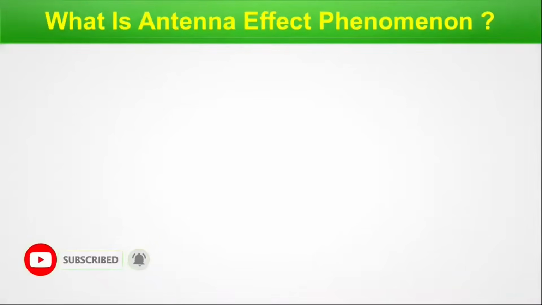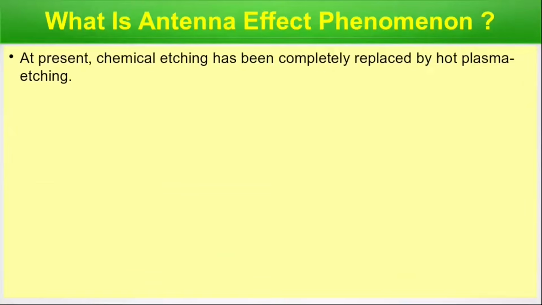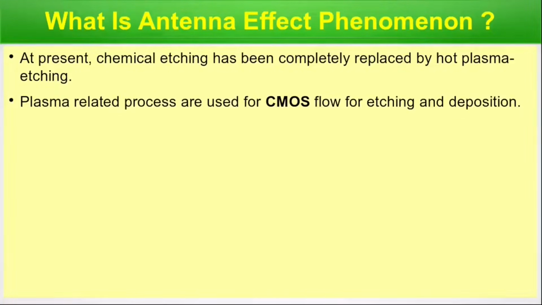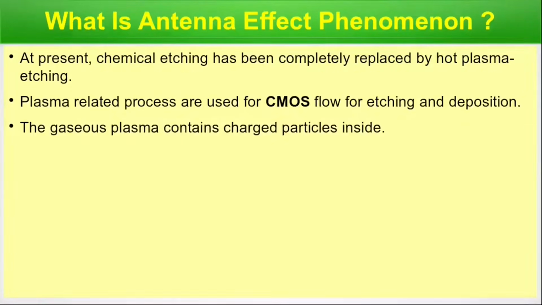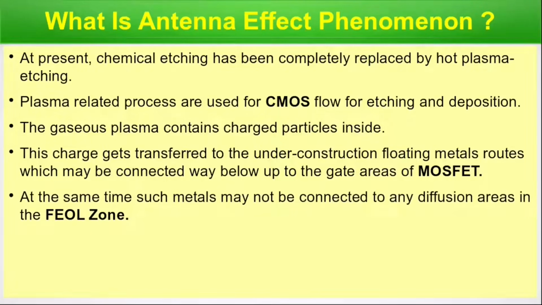What is antenna effect phenomenon? At present, chemical etching has been completely replaced by hot plasma etching. Plasma-related processes are used in the CMOS process flow for etching and deposition. The gaseous plasma contains charged particles inside. This charge gets transferred to the under-construction floating metal routes, which may be connected way below up to the gate areas of a MOSFET. At the same time, such metals may not be connected to any diffusion areas in the FEOL zone.